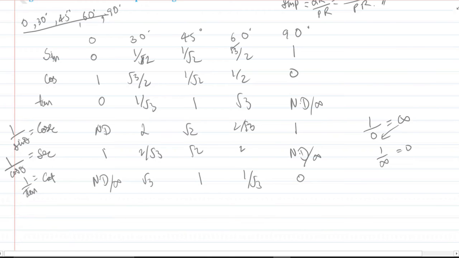Always remember the first line, sine: 0, 1 by 2, 1 by root 2, root 3 by 2, 1. It's almost like going in ascending order, 0 to 1 by 2 to 1 by root 2 to root 3 by 2 and 1. Remember this and you can play with this table.